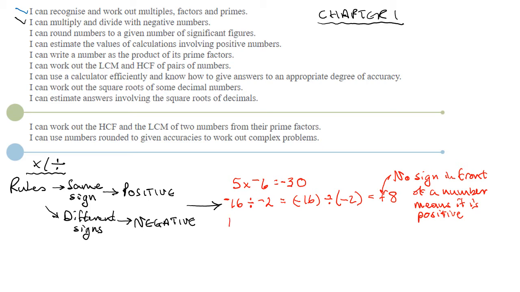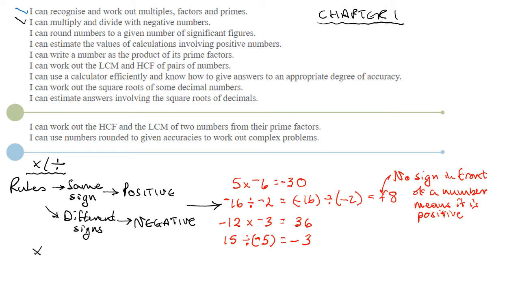So here's another one. Let's say I had negative 12 times negative 3. So 12 times 3 is 36. They've got the same sign, so it's positive. And one more. Let's have 15 divided by negative 5. Just put that in brackets. So 15 divided by 5 is 3. And since one is positive, one is negative, they've got different signs, it's going to be negative. So that's the rules for multiplying and dividing.